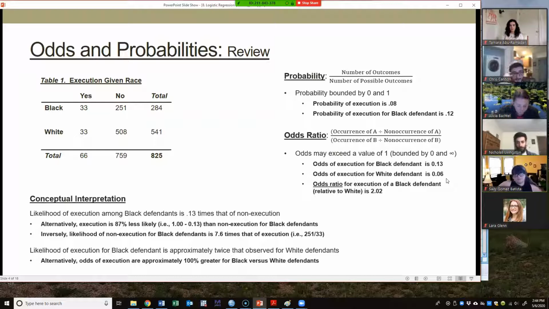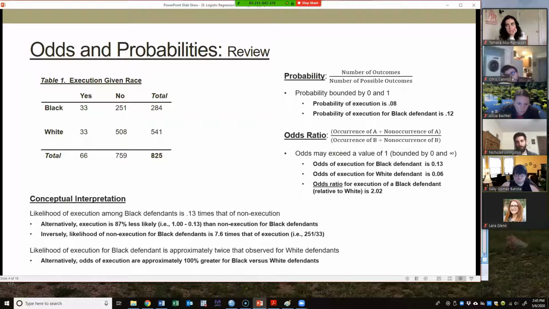But what I can start to do is compare these two. If I create an odds ratio, it gives me some sort of comparison. So if my odds ratio of execution for a black defendant relative to a white defendant is 2.02, I can interpret that odds ratio by saying the likelihood of execution for a black defendant is approximately twice that observed for white defendants. Does that seem problematic? Yeah, that seems problematic, right?